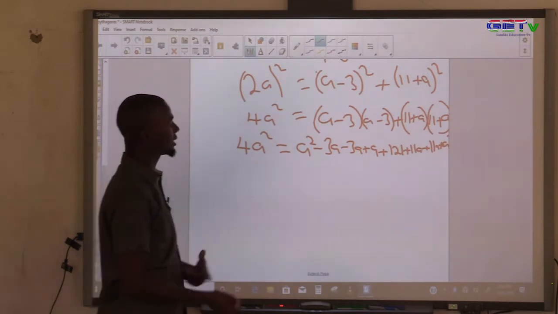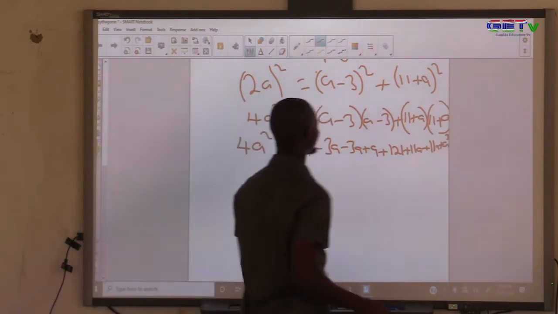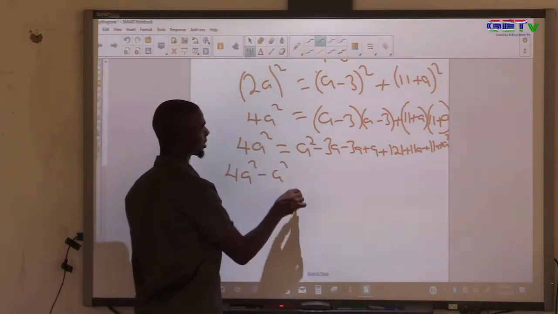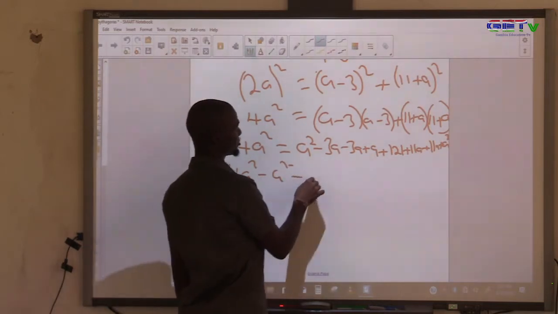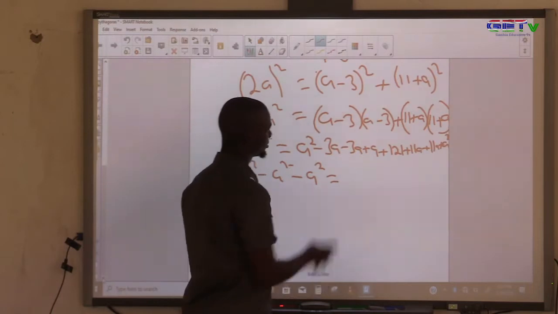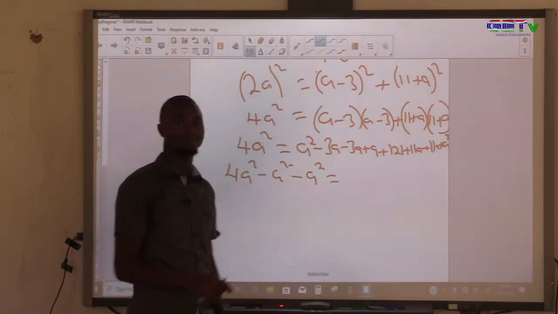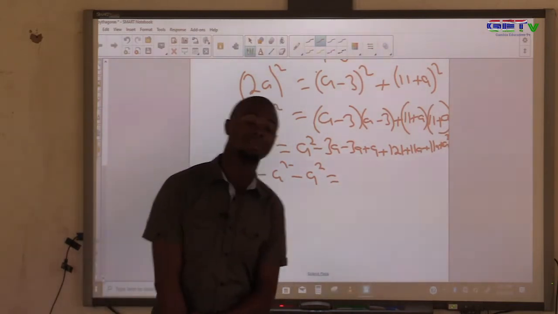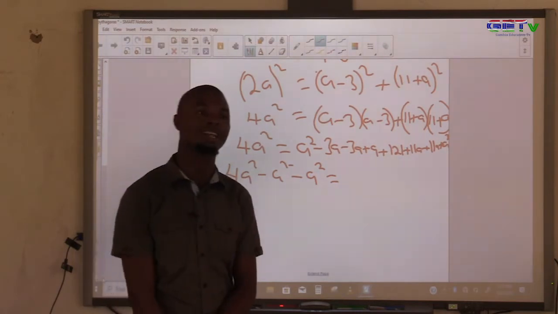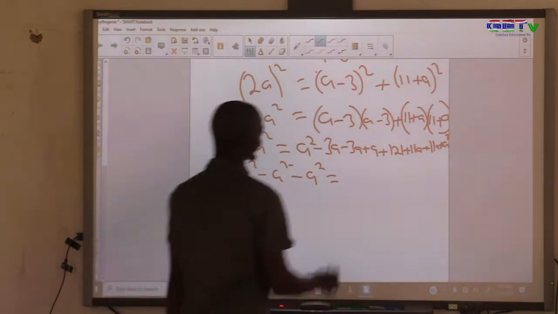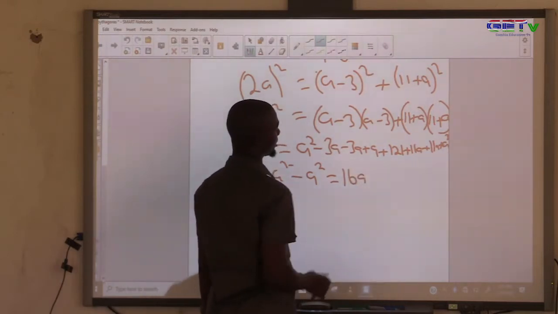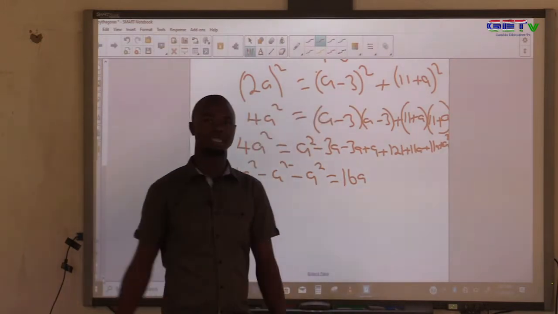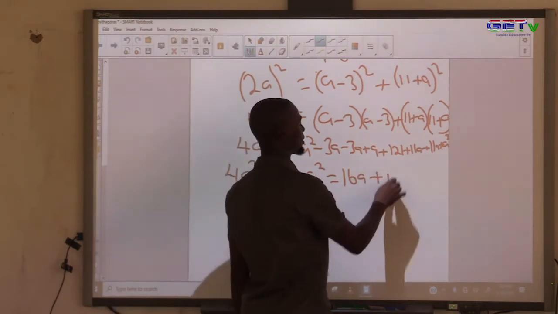What do you do next? You collect like terms. This is a square at the far end here. You will have 4a square minus a square minus a square. Minus 3a is minus 6a, minus 6a plus 11a, that is 5a, and 5a plus 11a is 16a. Yeah? This is going to give you 16a, then 9 plus 121, that is 130.